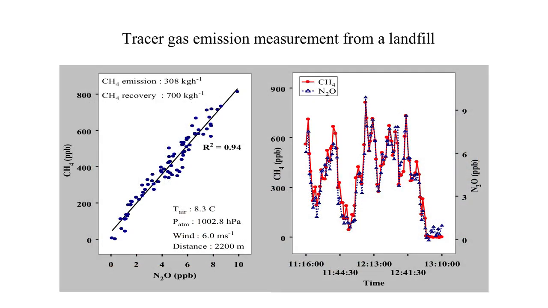Simultaneous measurements of the concentrations of methane and nitrous oxide were made with high time resolution. The ratio between these concentrations was determined with linear regression analysis, and as the emission rate of nitrous oxide was known, the emission rate of methane could be determined by scaling. In the example, the emission rate of methane was determined to be about 300 kilograms per hour.